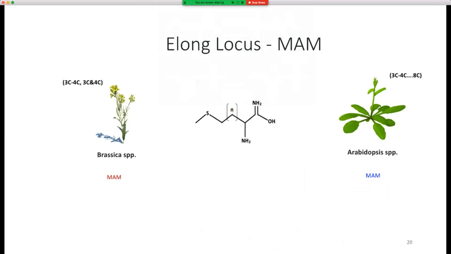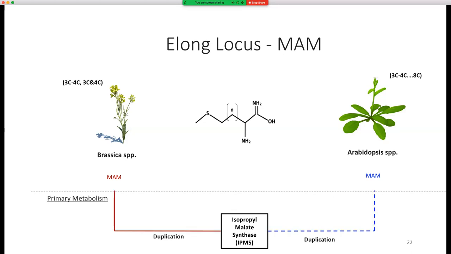And we can think of this diversity, mainly looked at in Brassica and Arabidopsis species and their close relatives, in terms of 3C to 4C majority compounds. And in Brassica, they have a unique 3C and 4C, or in that lineage they have that. Whereas in Arabidopsis, they can go from 3C all the way to 8C, but they don't have that ability. Since their profiles can be very different, there has been question about the origin of these MAM genes.